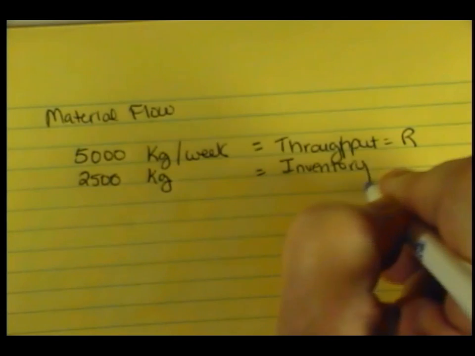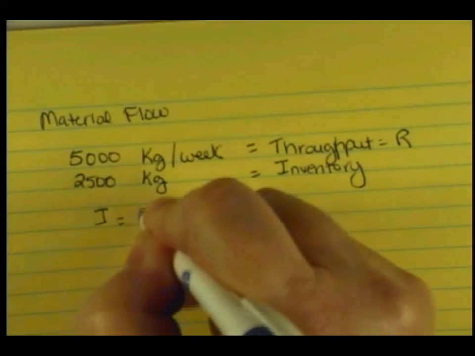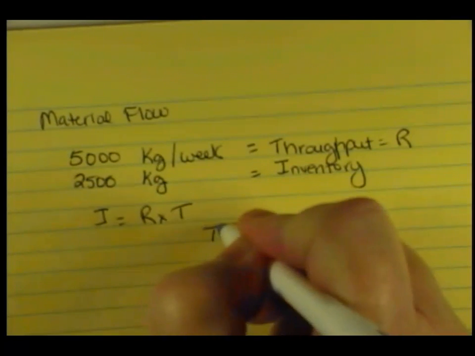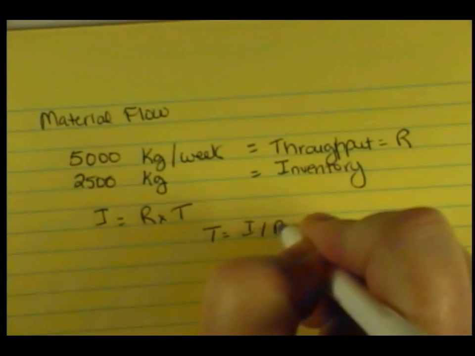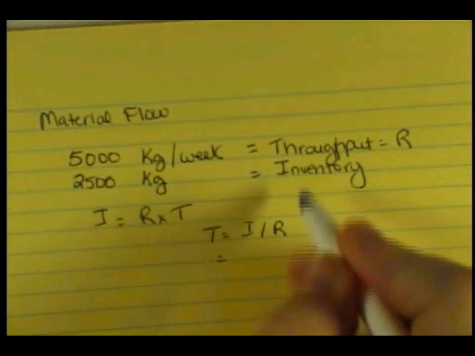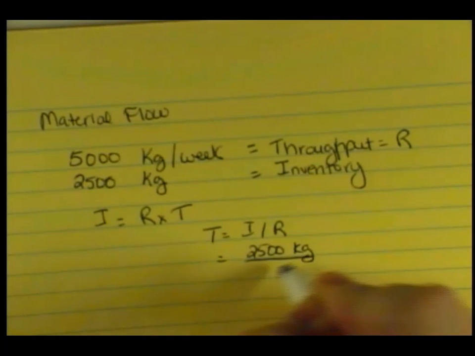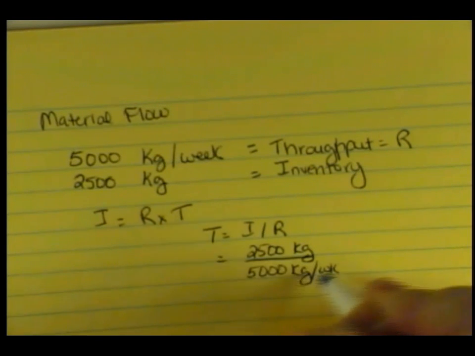And I always write my equation: inventory is equal to throughput times flow time. The process in this case is the restaurant, and the flow unit is a kilogram of meat. We know, therefore, that our throughput is 5,000 kilograms per week. Our inventory is 2,500 kilograms. And our average flow time, then, is going to be T equals I divided by R. So it's going to be inventory of 2,500 kilograms divided by 5,000 kilograms per week for my throughput.